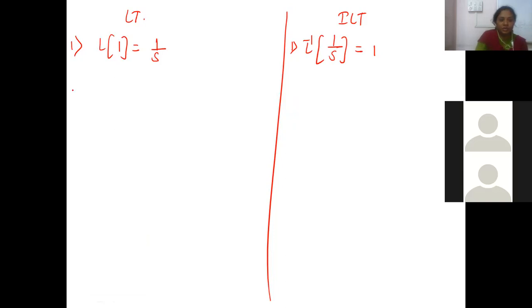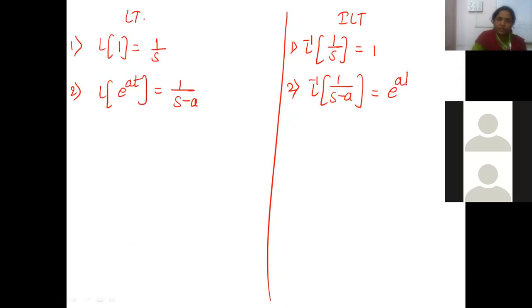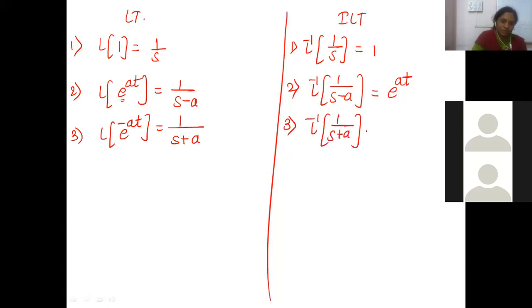Next definition in Laplace was Laplace of e raised to at. What was that? 1 upon s minus a. So can you define the second formula in inverse Laplace? Laplace inverse of 1 upon s minus a is equal to e raised to at. Correct. Third, Laplace of e raised to minus at was 1 upon s plus a. So the third definition here becomes Laplace inverse of 1 upon s plus a is e raised to minus at.